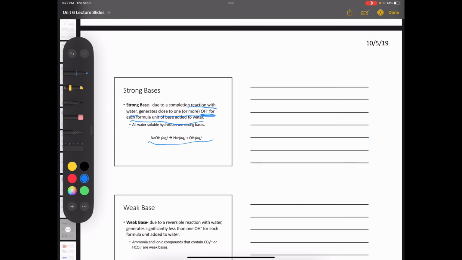If I start with 10 NaOH at the beginning of my reaction, by the time the reaction is completed, I will have 10 Na cations and 10 OH hydroxide ions. So the dissociation of the sodium hydroxide is complete, and the reaction favors one side only, from the reactants to the products. There is no reversible reaction. So this one is considered a strong base.